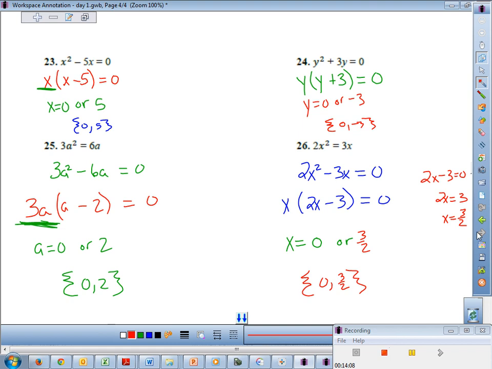So that there, my friends, was factoring out the GCF, and then we used the GCF to help us solve some basic quadratic equations. That's what this is called when you've got stuff to the second power.